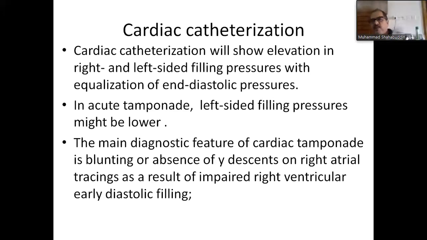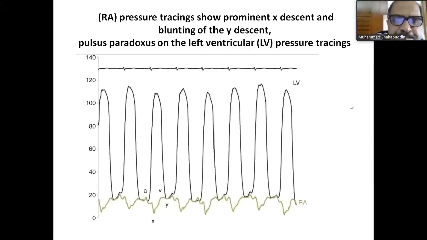When the valve opens, there may be a rush of blood coming from the right atrium to the right ventricle, but this is impaired. So there is a blunting or absence of the Y descent. And there is an A, C, and V. And there is an X descent, and there is also a Y descent. Here, the Y descent is absent. This is the X descent, and a Y descent is not present here.